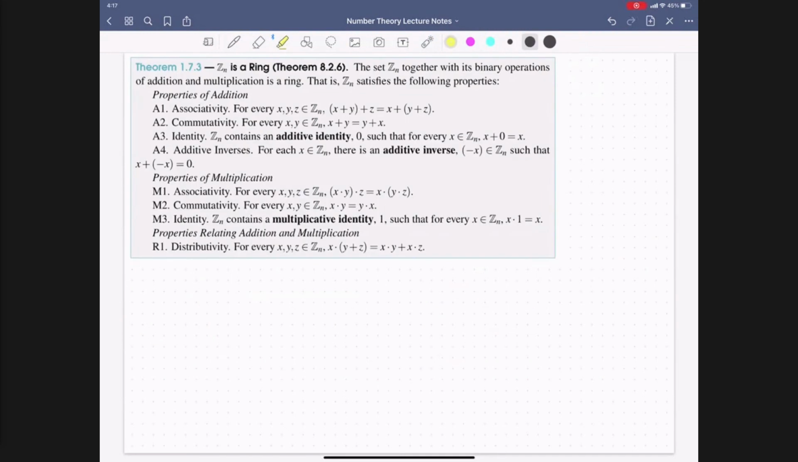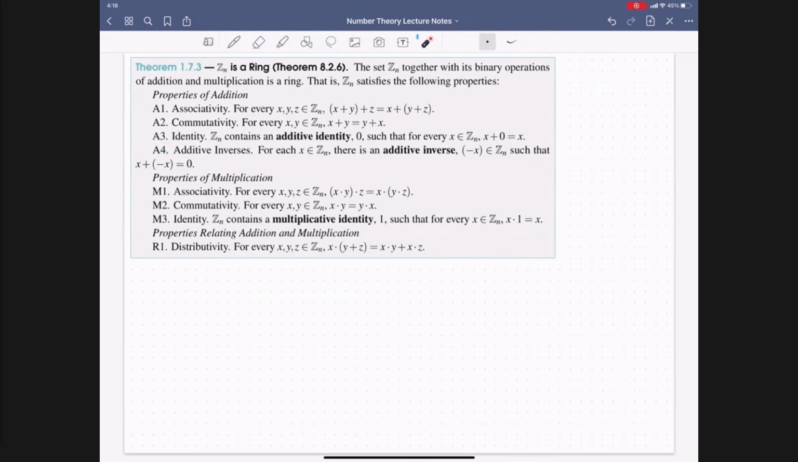So now we're ready for our main theorem. The integers modulo n is a ring. As a reminder, when we say that a set is a ring, in this case the integers modulo n, we're saying that the set of the integers modulo n, together with the operations of addition and multiplication, satisfies the following axioms: associativity, commutativity, identity, additive inverses, associativity, commutativity, the identity, and distribution.